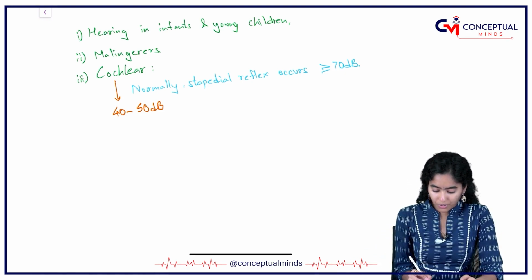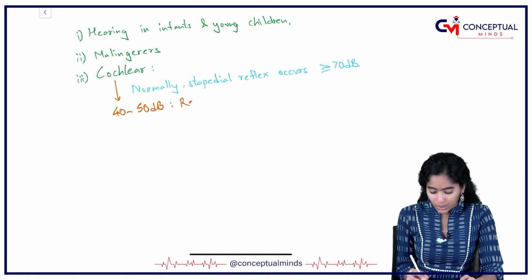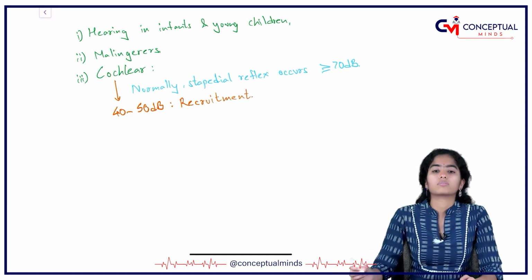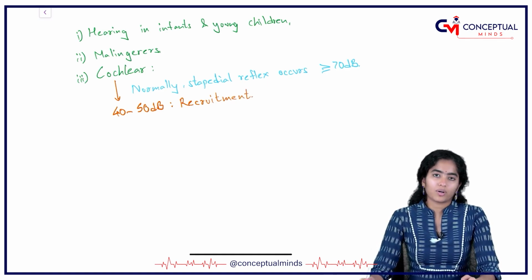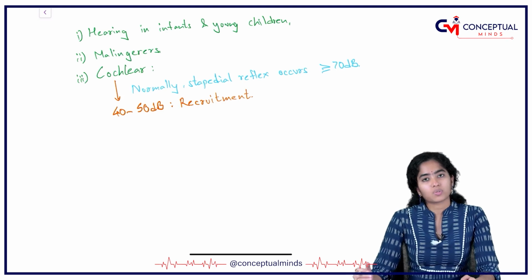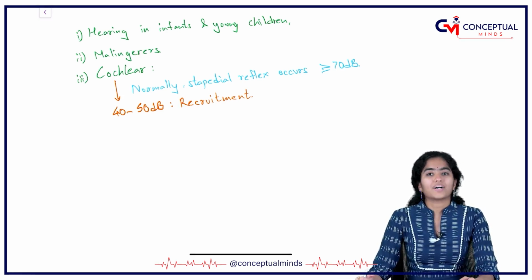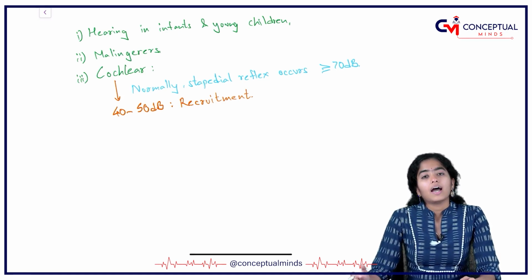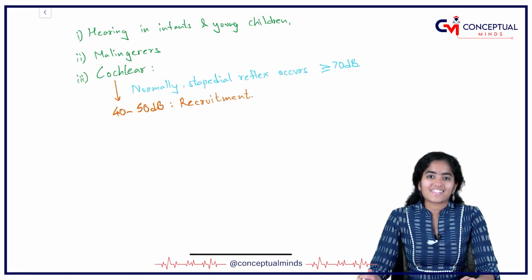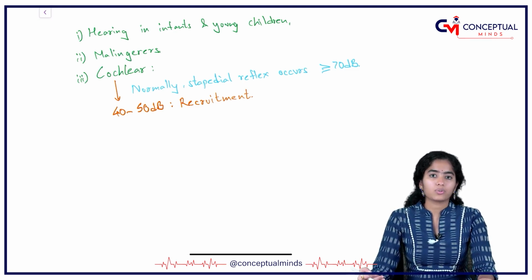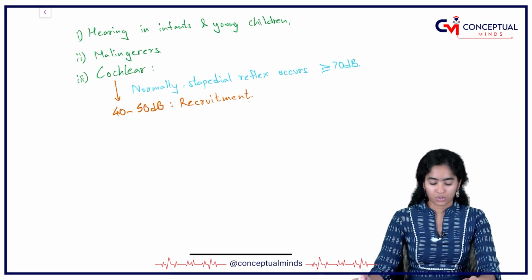This is because of a phenomenon called recruitment. We shall learn more about recruitment while understanding the difference between cochlear and retrocochlear lesions. But understand that in a person with cochlear pathology, at much lower intensities itself, the stapedial reflex will occur. And that's how we can make out that it is a cochlear pathology.